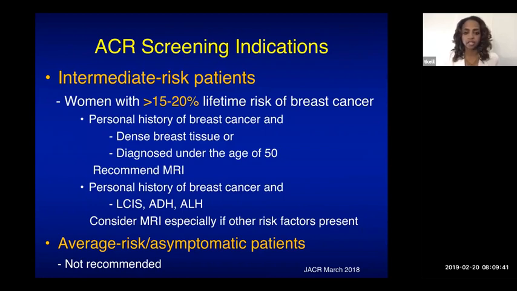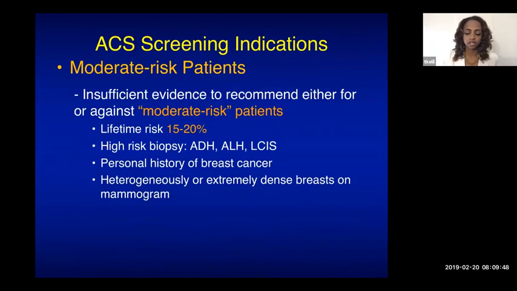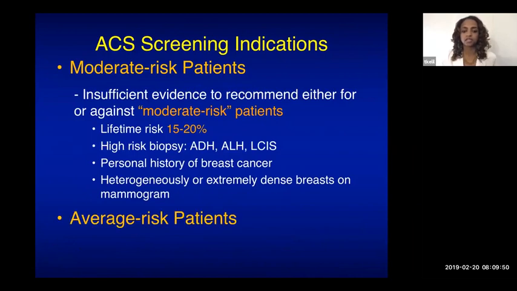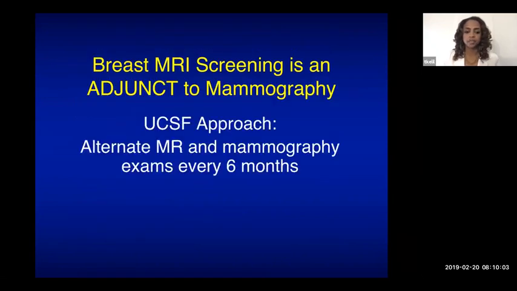ACR does not recommend screening MRI for patients with average risk or if they're asymptomatic. It's important to note that the American Cancer Society currently does not have enough evidence to recommend either for or against moderate risk patient screening, and does not recommend screening MRI for average risk patients, just like ACR. Another important point to note is that breast MRI screening is an adjunct to mammography, meaning it does not replace mammography. At UCSF, what we do is alternate MR and mammography every 6 months.